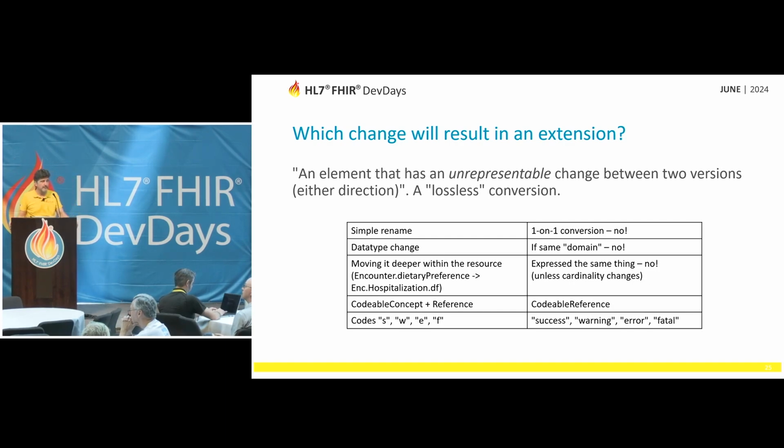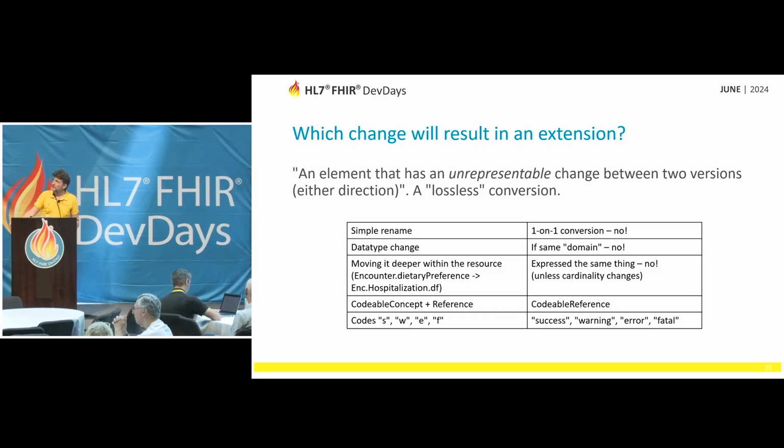Data type change, I wrote in the same domain, no. Say we go from string to markdown in a newer version. That markdown actually expresses something more, but you are still able to express the old text in the new one, I guess. So I see Gino saying, no, we're probably not generating an extension for that. Moving an element deeper in the resource, so encounter.dietaryPreference moves down into encounter.hospitalization.dietaryPreference. If it expresses the same thing, no, but most of the time this happens because hospitalization repeats, so you have multiple of these, and then of course we'll need to produce an extension.